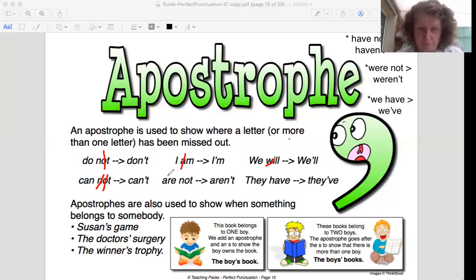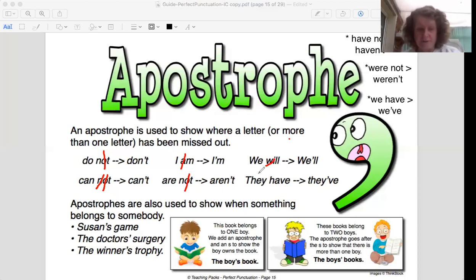What about this one? Are not. So we shorten these two words to aren't. Are not becomes aren't, and we're just missing the O. They're squashed together, look, and there is your apostrophe to show where the missing letter should be.